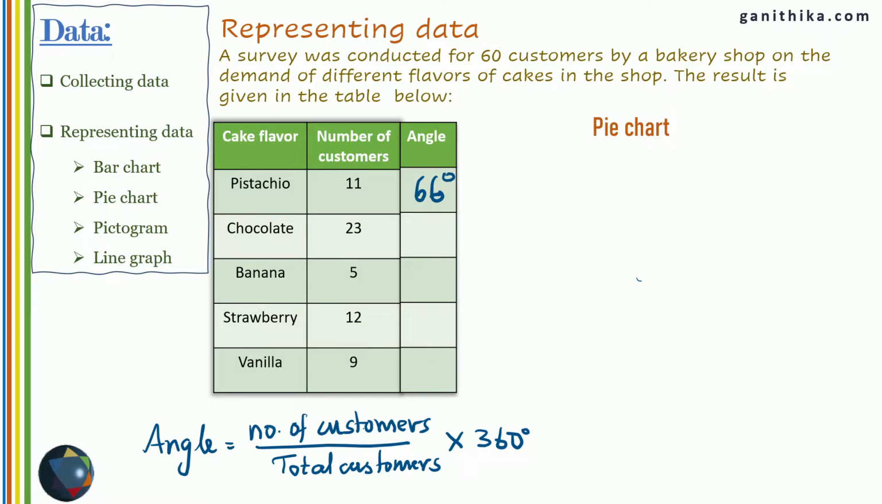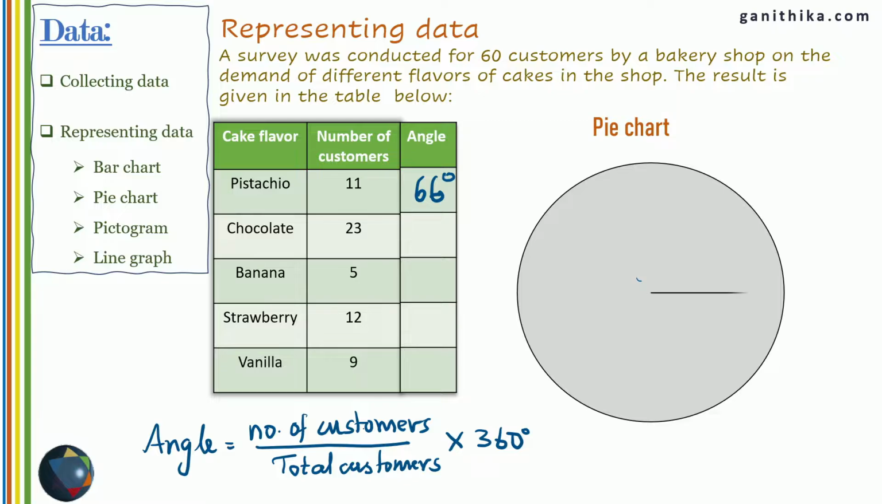So in order to represent this 66 degrees on a circle, make a circle of any radius. Start with any one of the radii. Usually we start with the horizontal radius on the right side like the x-axis. It's easy for us to start with. So we'll start with this radius and we'll measure 66 degrees from this radius and we'll complete the sector. And then we will shade the sector and call this pistachio. So this sector is for pistachio, which represents 66 degrees of 360 degrees in the circle, right? Now go for chocolate. Chocolate is 23.